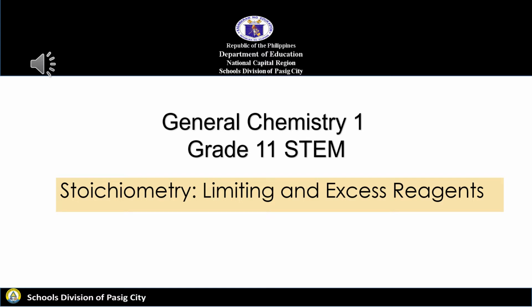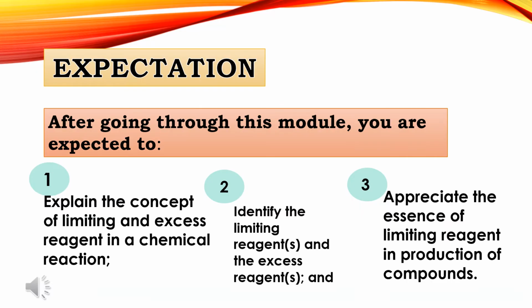Today, we'll discuss another lesson in General Chemistry 1, and that is about limiting and excess reagents. After going through this module, you are expected to: 1. Explain the concept of limiting and excess reagents in a chemical reaction. 2. Identify the limiting reagent and the excess reagent. And 3. Appreciate the essence of limiting reagent in the production of compounds.